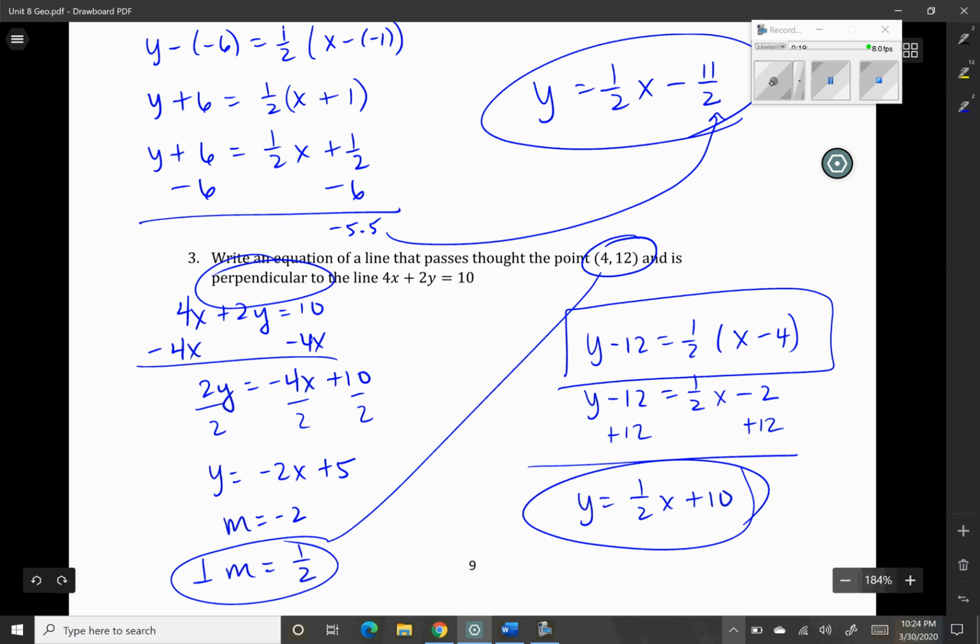Again, this is a perfectly acceptable equation of a line. We're just more familiar with this one, which is why we keep going and doing those extra steps. Either one is an acceptable answer.